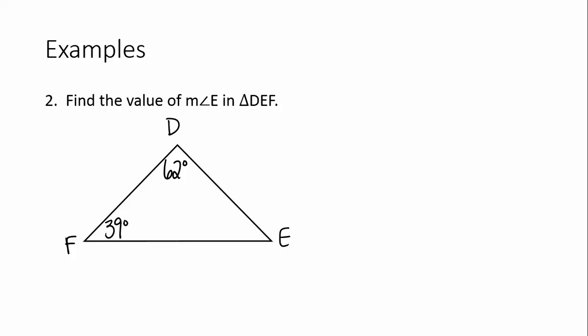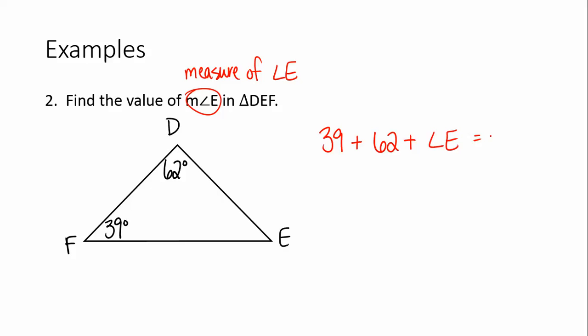Here's another example, and this picture is labeled a little bit differently, but I'm asking you to find the value of the measure of angle E. That's how that's read. This is read measure of angle E. So again, the sum of the angle measures in a triangle are 180 degrees. So we have 39 plus 62 plus angle E should equal 180. And I'm actually going to put the little m in there. Measure of angle E.